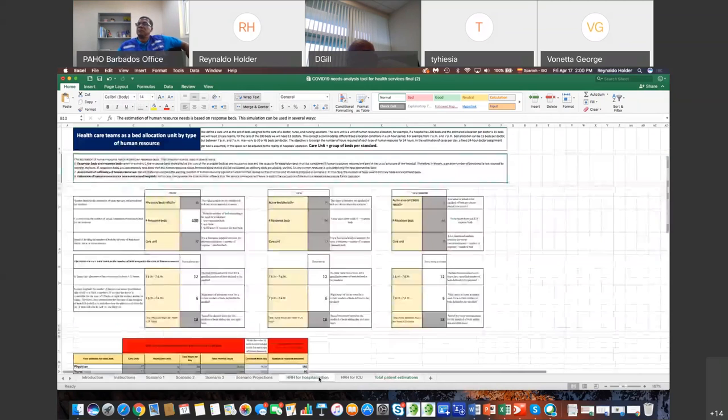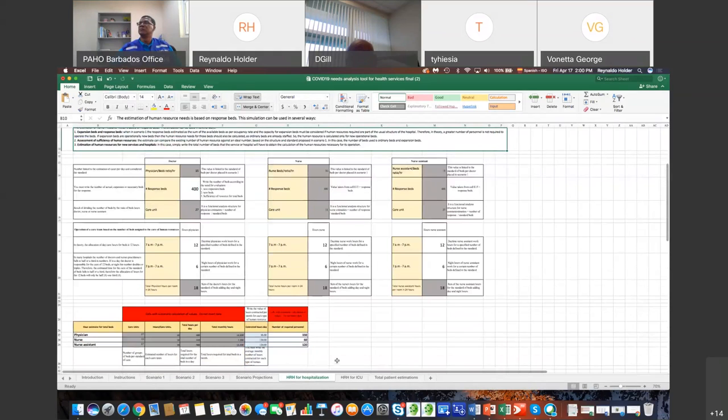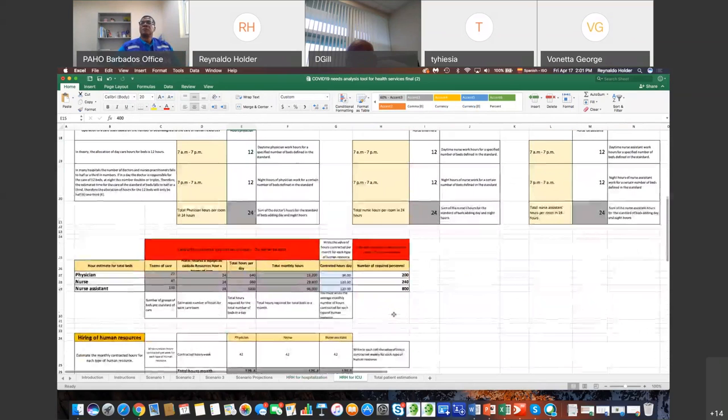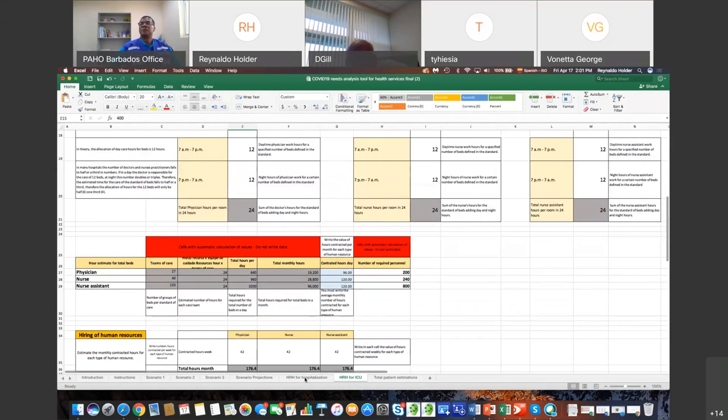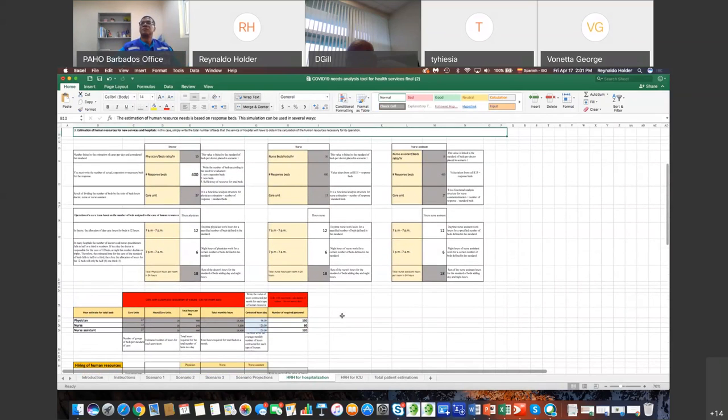Okay, so the last two tabs have to do with the number of doctors, nurses, physician nurses, and nursing assistants required for the response, based on the scenario that you finally decide to use. And we have divided those that are needed for intensive critical care, and those required for hospital wards that treat COVID patients but do not require ventilatory support.